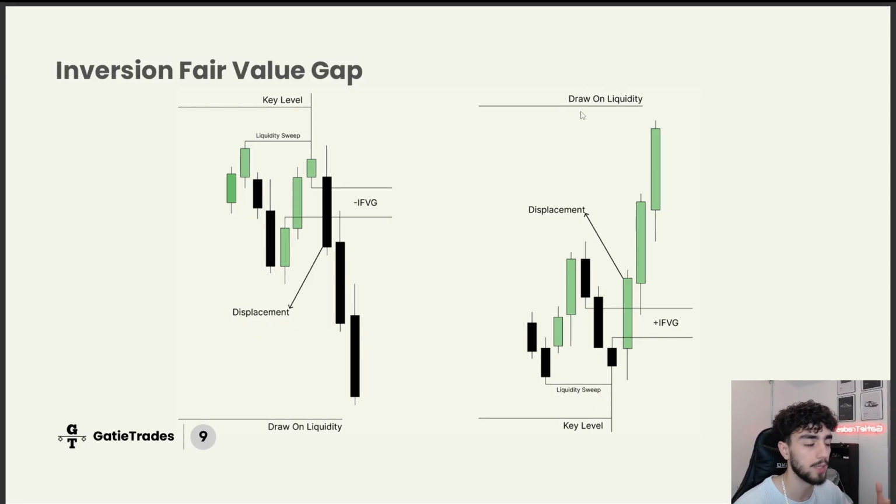So that is a pretty brief summary about inversion fair value gaps. Let's get to the charts and I'll give you some live examples of trade ideas, how to gauge order flow, how to predict where the market's going to go, etc., etc.